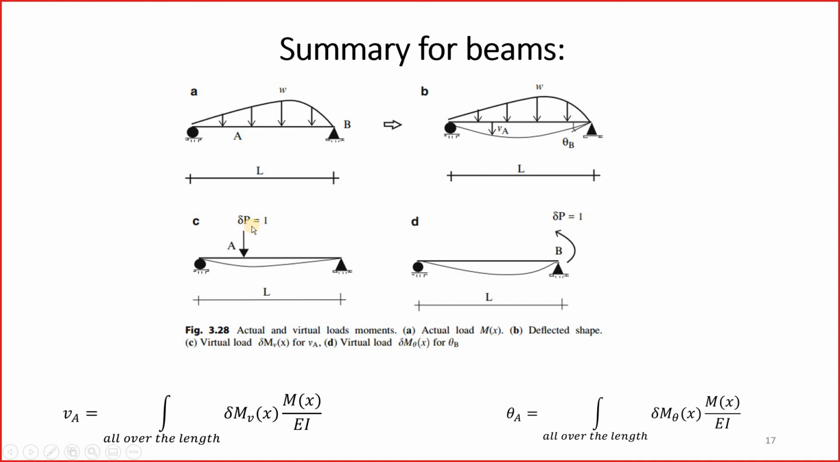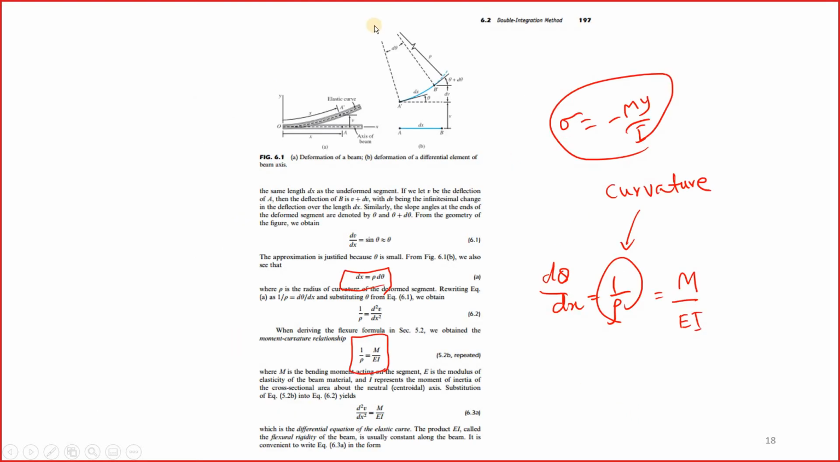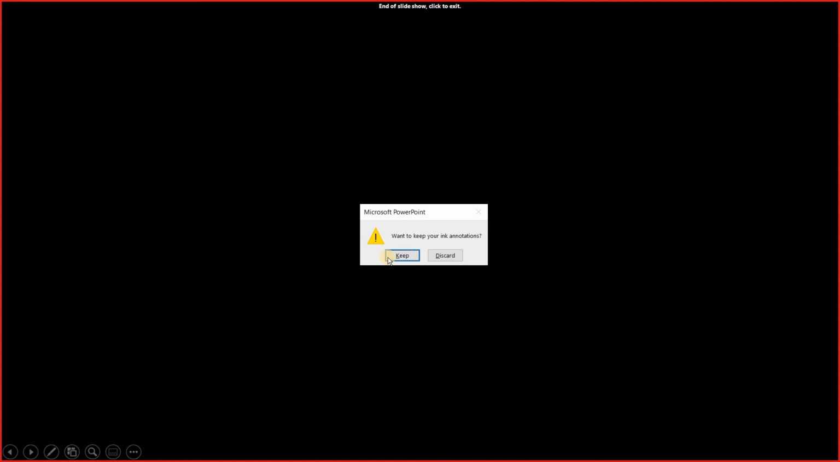For finding VA, we will have to apply a unit vertical force at A, delta P equal to 1 kilonewton or 1 kip, whatever the unit is, and then find the distribution of the bending moment, delta M_v as a function of x. For evaluating theta B, we will have to apply a unit couple moment at the point where we want to find rotation. Then you will again have to find the distribution of the bending moment as a function of x. So it is very important to be able to write the distribution of moment as a function of x. This is all you need to know for solving these problems. So let's go and start solving some of the problems.